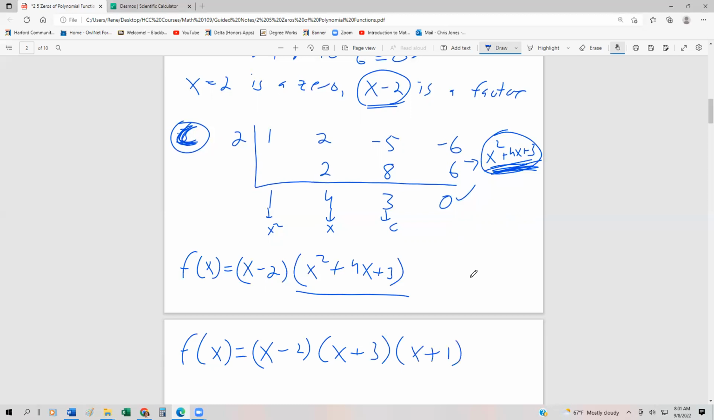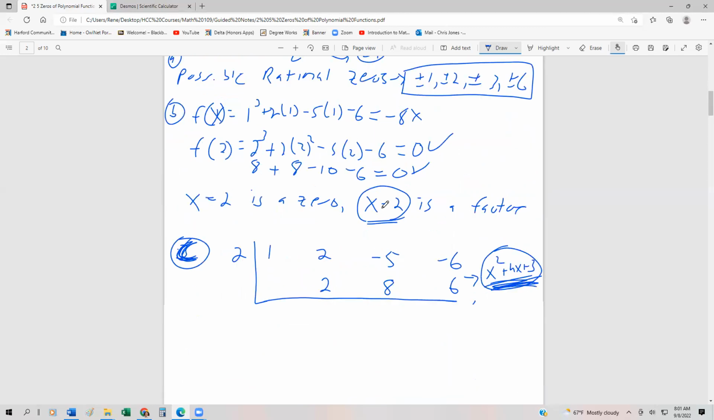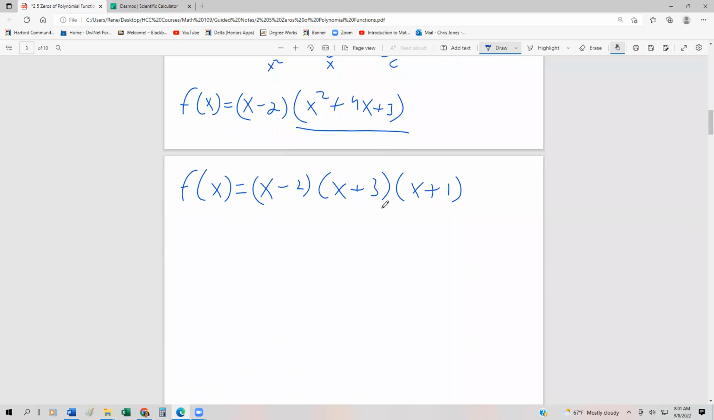All right. And so now we can easily find the zeros of the polynomial function because it's completely factored, okay? Again, we didn't have to repeat this because we only had a third degree polynomial. Usually we just repeat this until we get to a quadratic, and we know how to work with quadratics, okay?